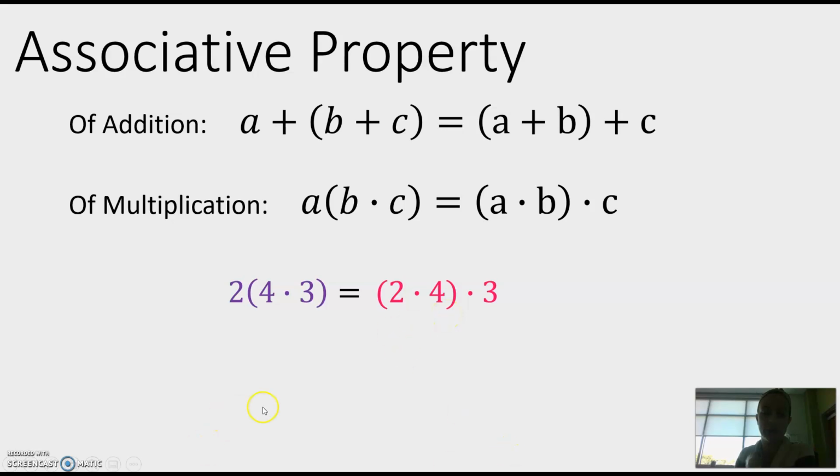So let's do these both at the same time. 4 times 3 would give me 12. So I would still have my 2 times 12. Or 2 times 4 is 8, and then I still have my times 3. Remember, a number touching a parentheses indicates multiplication. We don't need a symbol in between. Now 2 times 12 is 24. Well, that's the same as 8 times 3. So if I change my grouping, my answer, or my product in this case, stays the same.